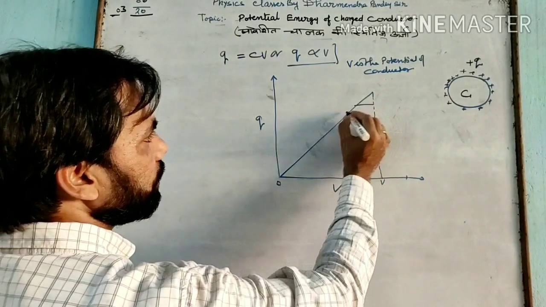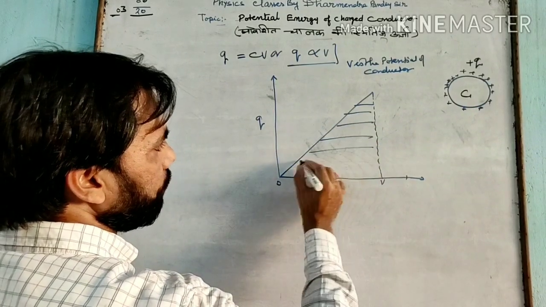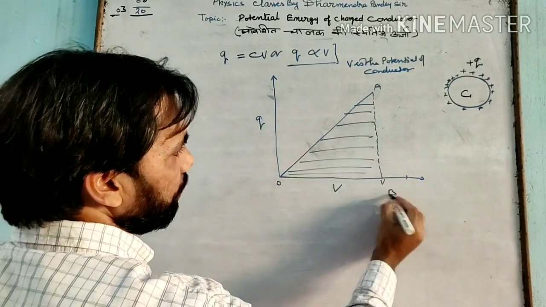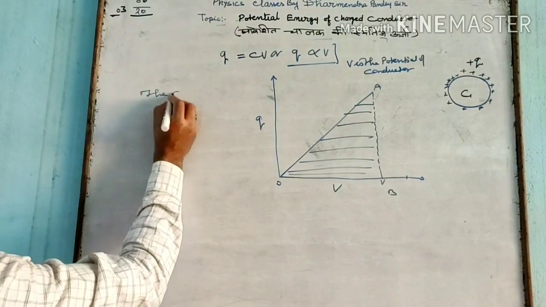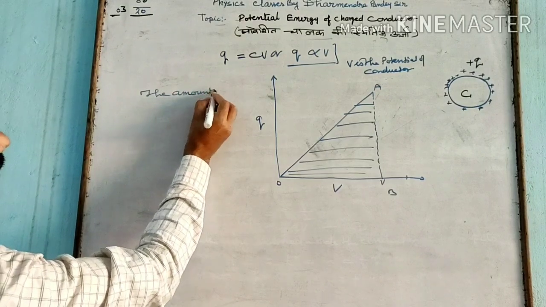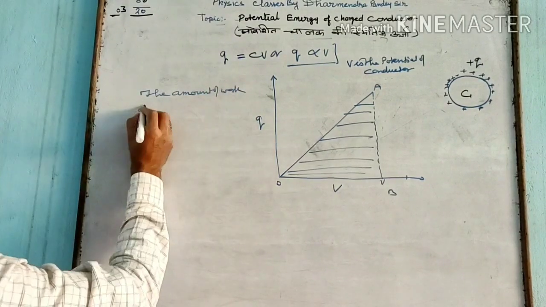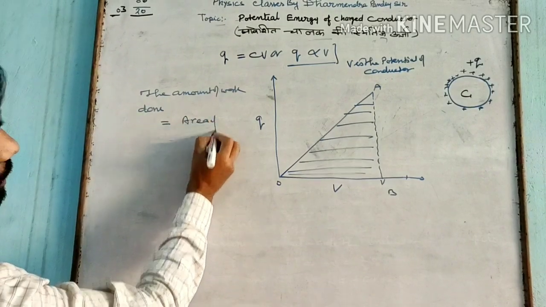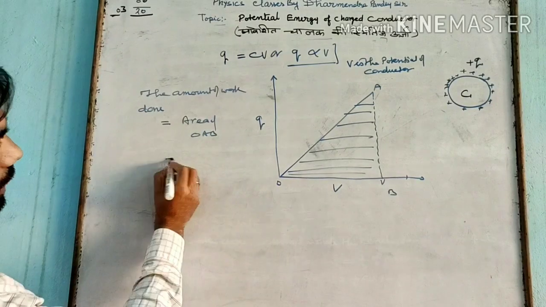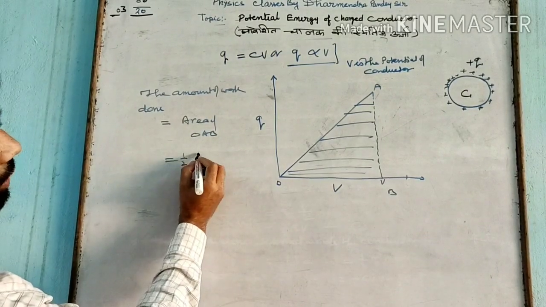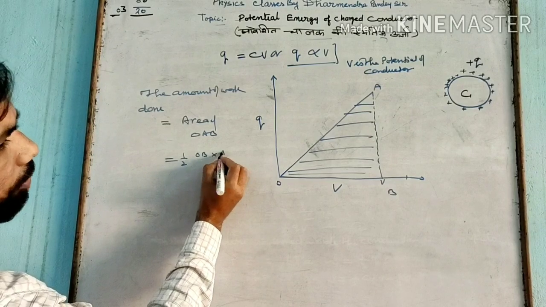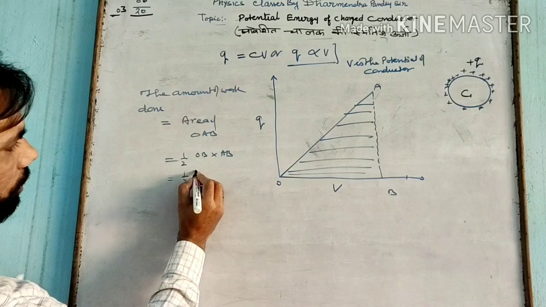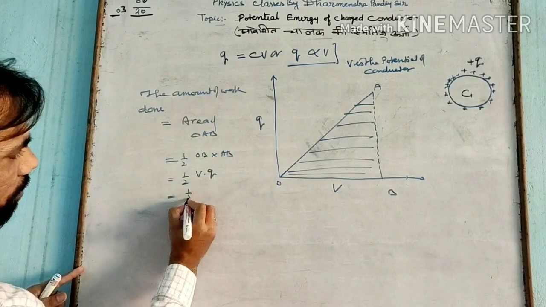Then for calculating the amount of work done, definitely we have to calculate the area. The amount of work done is the area of OAB, that is equal to 1 by 2 OB into AB, that is 1 by 2 V into Q, that is 1 by 2 QV.